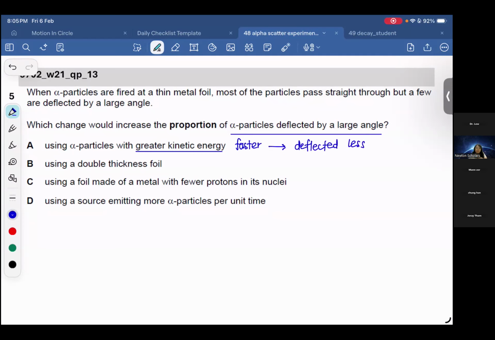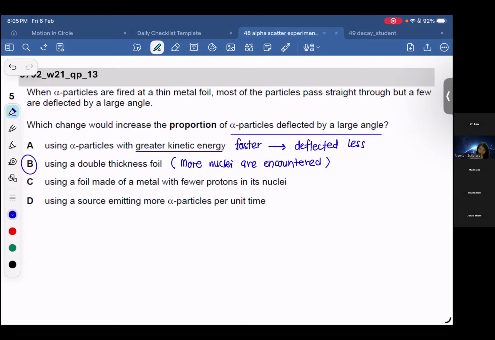Okay, then B, using a double thickness of foil. If you are using double thickness of foil, what does it mean? It means you have more nuclei encountered by the alpha particle. So you have more nuclei, and the chance for the alpha particle to hit a nucleus becomes higher. So you will get a higher proportion of alpha particles deflected by large angle. So the answer should be B.